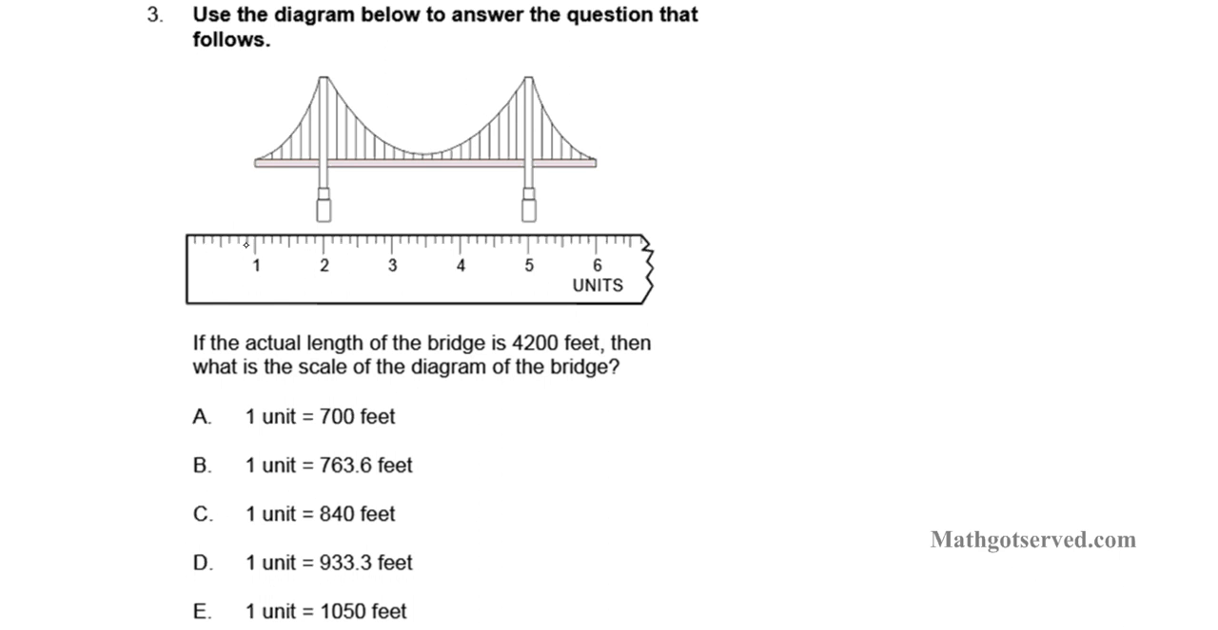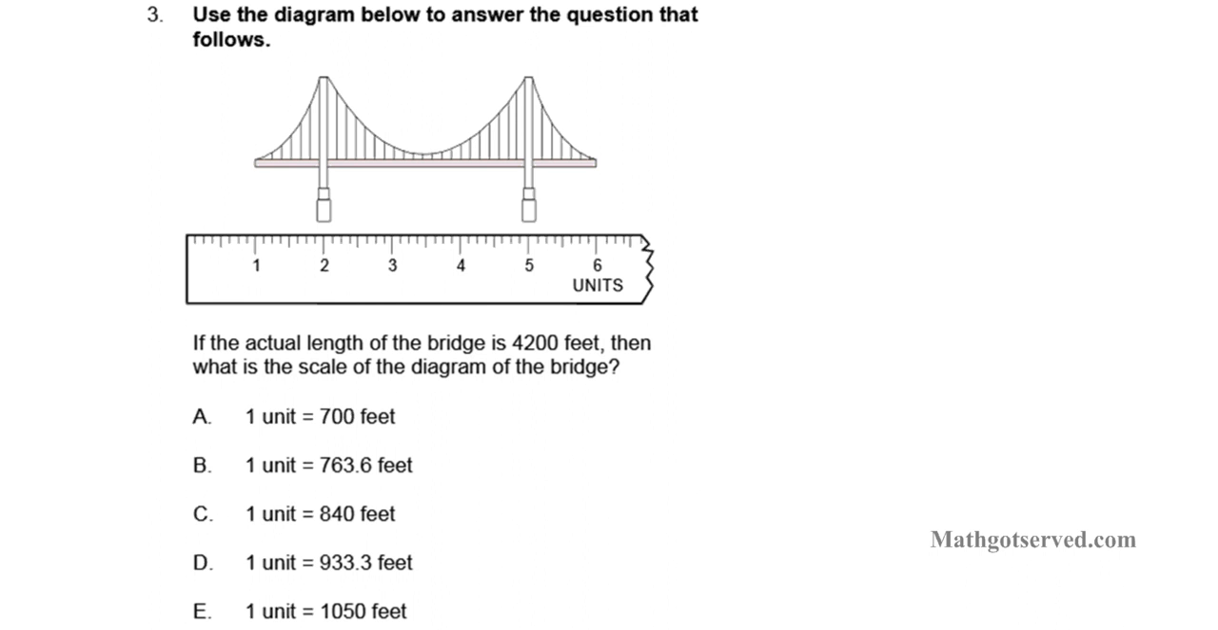So you have to be really careful. Some people might just look at this question as, oh, okay, this is 6 right here, so I'm just going to divide 6 by 4,200 and get 700. And that's a trap. That's a wrong answer. You have to be really careful when you're reading units. Never make any assumptions, okay?